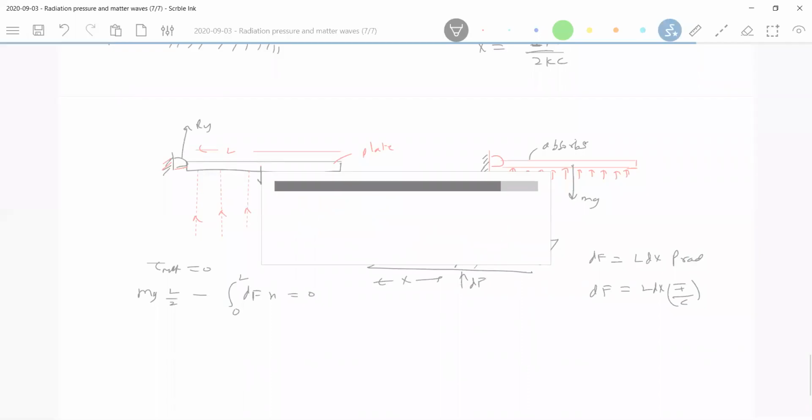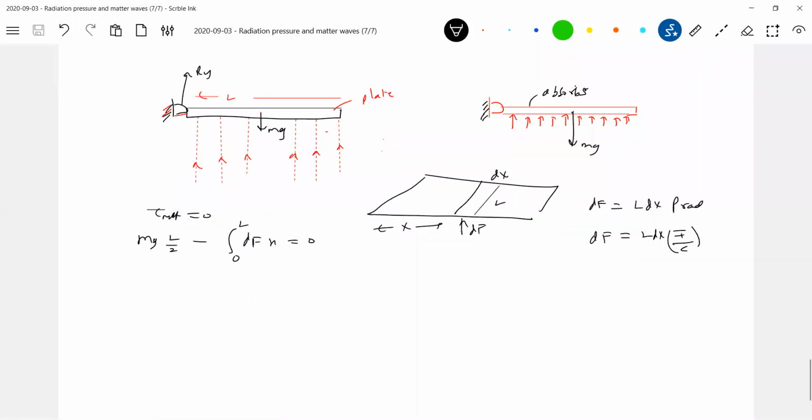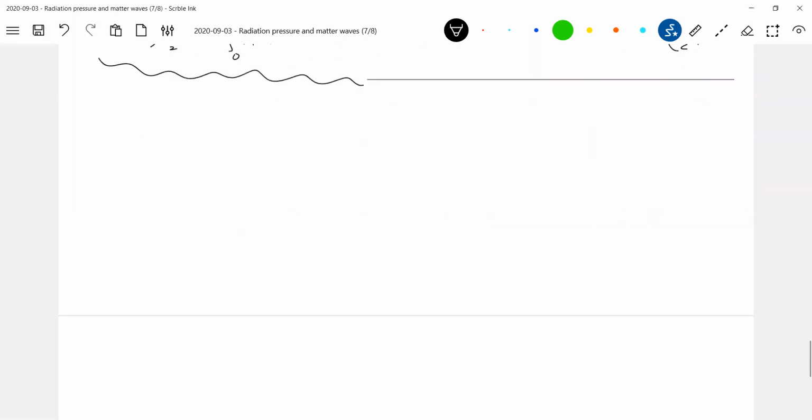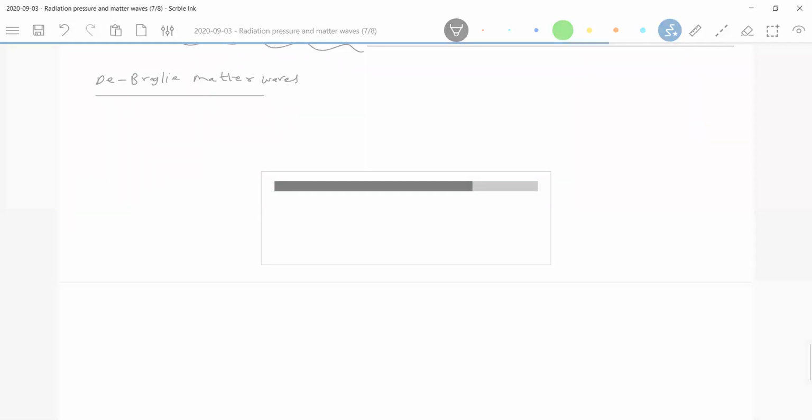So let me introduce matter waves so that it will be easy for you. Tomorrow we'll discuss application problems on this. I'll start the matter waves. Or better, we'll call this de Broglie matter waves. When he first proposed, nobody understood except him.